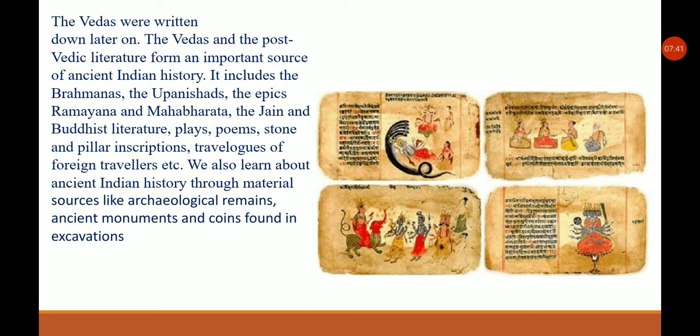It includes the Brahmanas, the Upanishads, the epics Ramayana and Mahabharata, the Jain and Buddhist literature, plays, poems, stone and pillar inscriptions, travelogues of foreign travelers, etc. We also learn about ancient Indian history through material sources like archaeological remains, ancient monuments, and coins found in excavations.